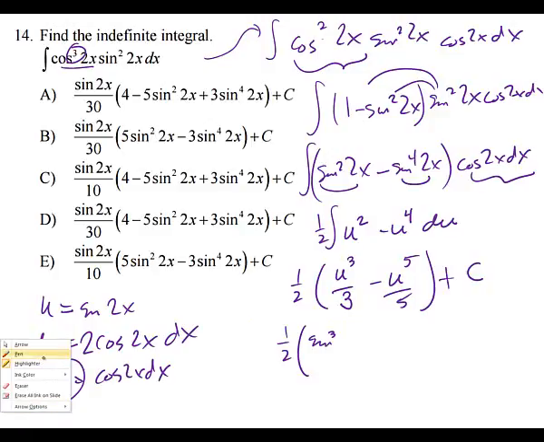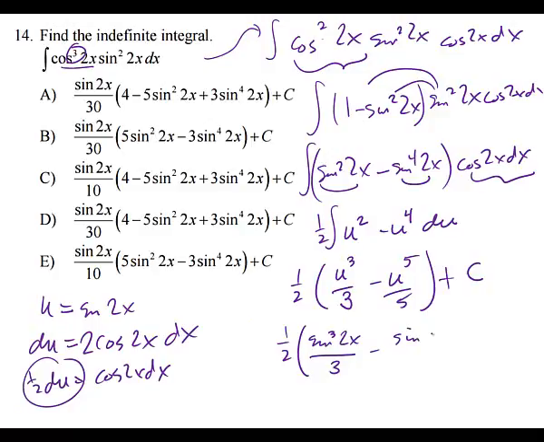Because it was a u cubed, right? I'm just replacing the u with sine 2x over 3. Sometimes there's some in the boxes. Over 5 plus c. All right, here's the thing, is that is not one of our answer choices, right?